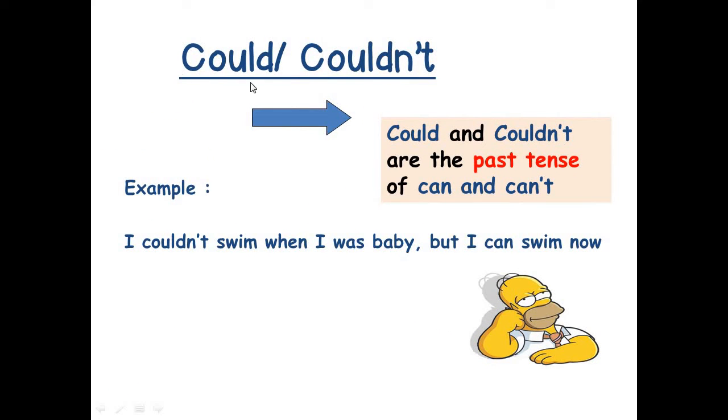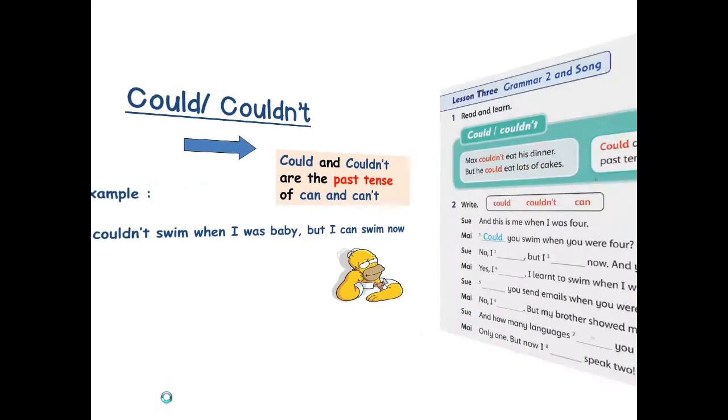We are going to learn about could and couldn't. Okay, you can read here. I will read for you. Could and couldn't are the past tense of can and can't. So could and couldn't are the past form of can and can't. The meaning is the same as can and can't. For example, here, I couldn't swim when I was a baby, but I can swim now. So it means that when you were a baby, you could not swim. You couldn't swim, but now you can swim. Do you understand? Yes, very good if you understand.